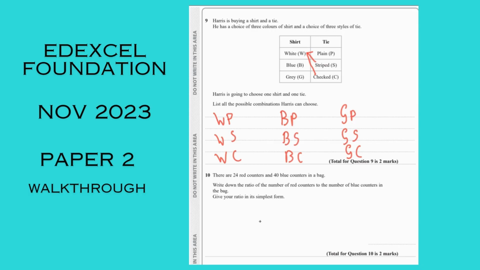Number 10, ratio. Don't forget order is important. So it's asking for red to blue. So you want to go with the red first and the blue second. Now you can use your calculator to cancel things down. Just treat it like a fraction really, even though it's not the same thing. They are connected, but they're not the same, but you can use your calculator to cancel things down.